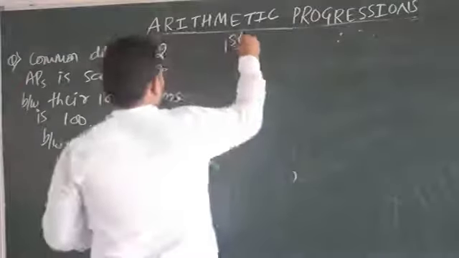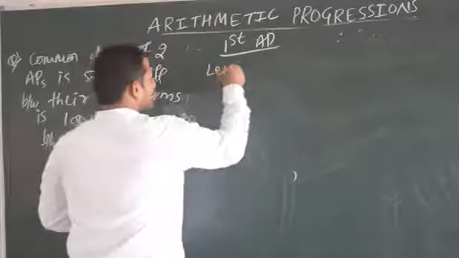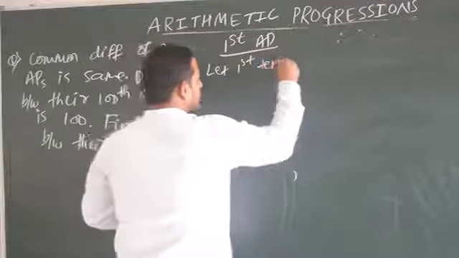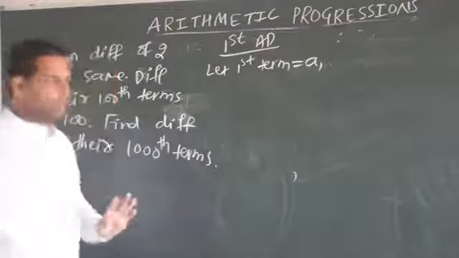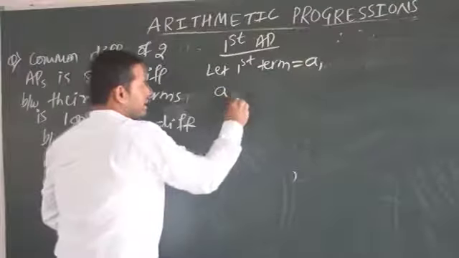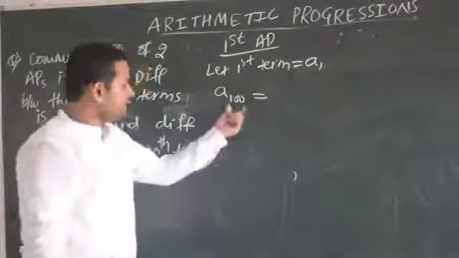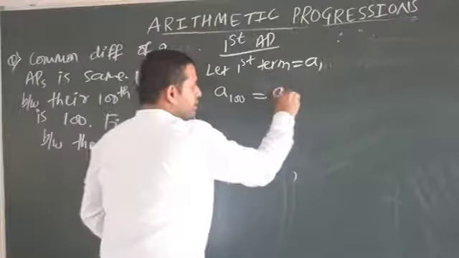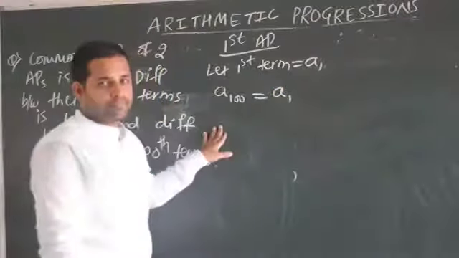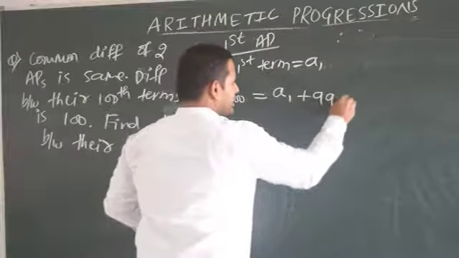Let us consider the first AP. Let the first term be a1. Now, what will the 100th term be? a100 is equal to, the formula is a plus 99d. But instead of a, I will write a1. Why am I writing a1? Because this is the first term: a1 plus 99d.